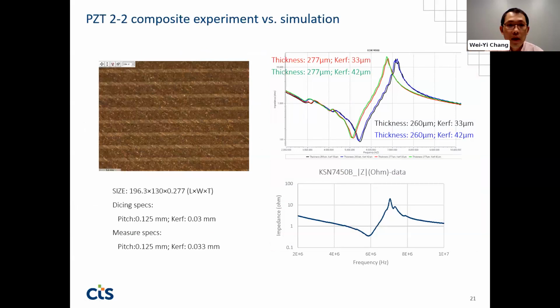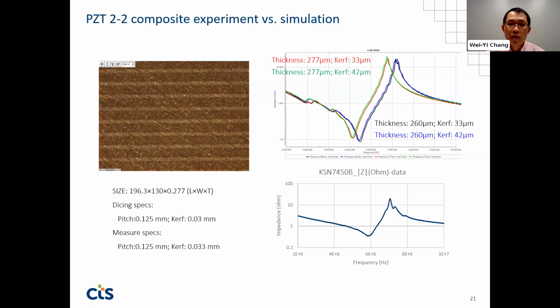And here is our PZT 2-2 composite experiment and our simulation result. In this experiment, we take the 2-2 composite, and then we measure it, and the result is about 5.7 or 5.8 megahertz, and the anti-resonance frequency is about 7. And then based on this design we run the simulation on Unscale, and also change the thickness and the curve size a little bit, and try to see what kind of result we can get.